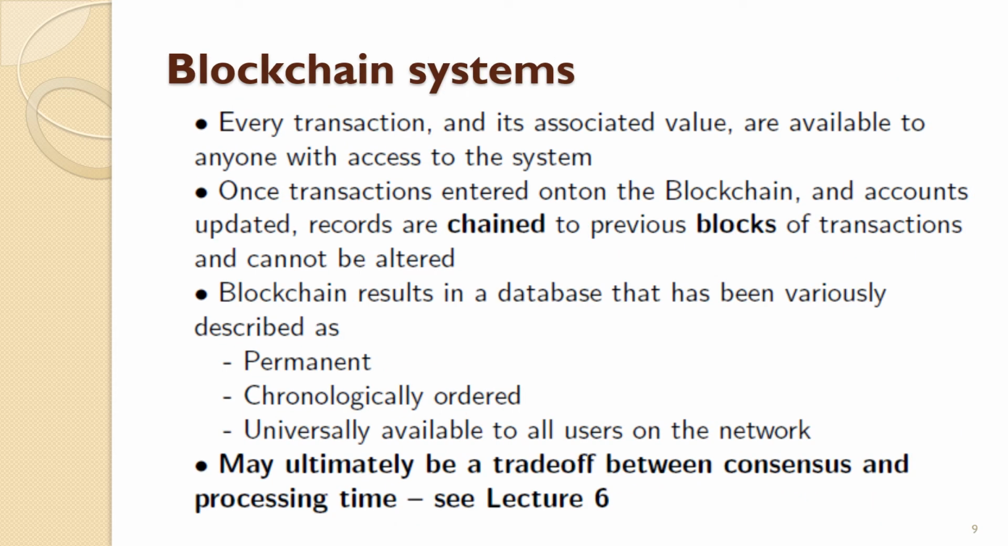In terms of blockchain systems then, every transaction and its associated value are available to anyone with access to the system. And one thing to note here is that when it says value, really that probably means information. So once transactions are entered onto the blockchain and accounts are updated, records are chained to previous blocks of transactions and cannot be altered. So this is the reason for the term blockchain, because essentially what you've got is blocks of transactions or records chained together. That's why you've got these two words bolted together to form the name blockchain.